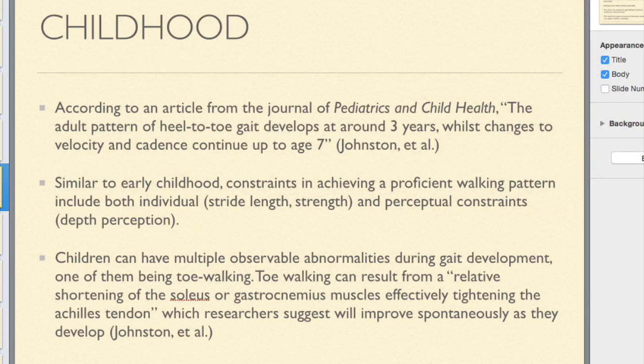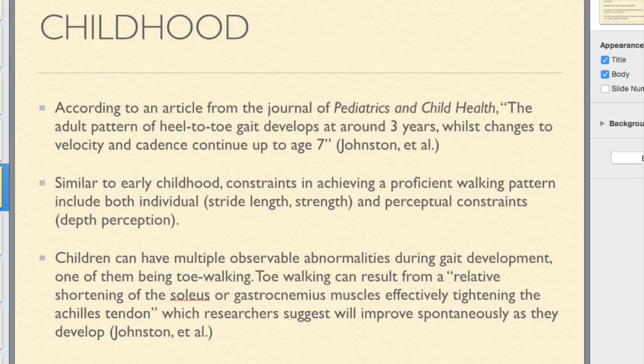As a child ages and develops strength and stability, they also begin to develop a proficient walking pattern. According to an article from the Journal of Pediatrics and Child Health, the adult pattern of heel-to-toe gait develops around 3 years, whilst changes to velocity and cadence continue up to age 7.